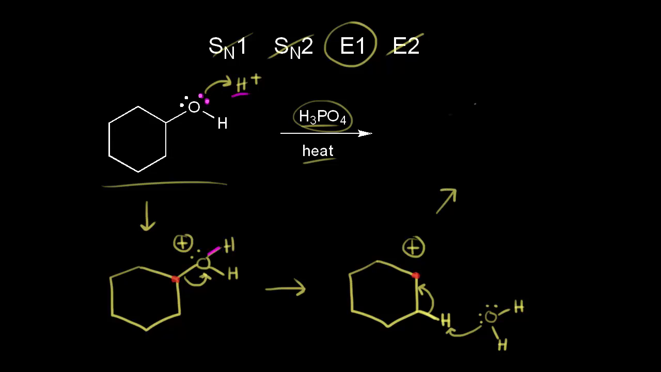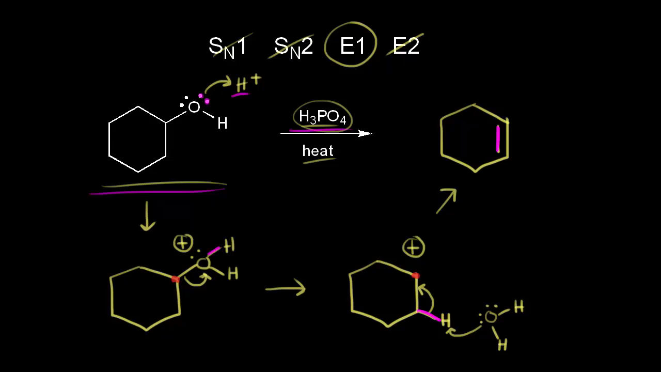So let's draw our final product here. We would have a ring, we would have a double bond between these 2 carbons. So our electrons in, let's use magenta, our electrons in magenta moved in to form our double bond. So our product is cyclohexene. So a secondary alcohol undergoes an E1 reaction if you use something like sulfuric acid or phosphoric acid and you heat it up.